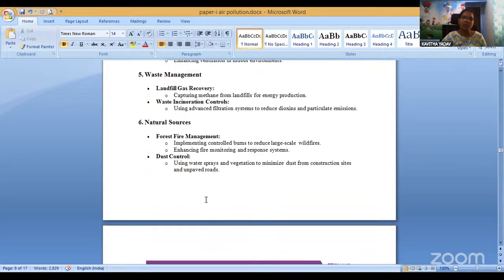Forest fire management means implementing controlled burns to reduce large-scale wildfires, and enhancing fire monitoring and response systems. Dust control means using water sprays and vegetation to minimize dust from construction sites and unpaved roads.